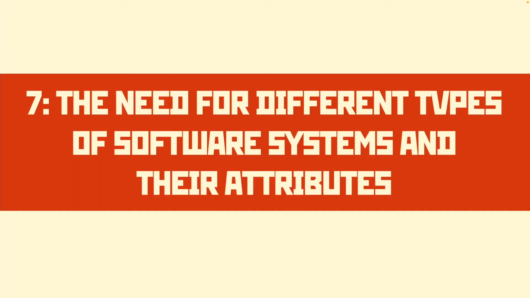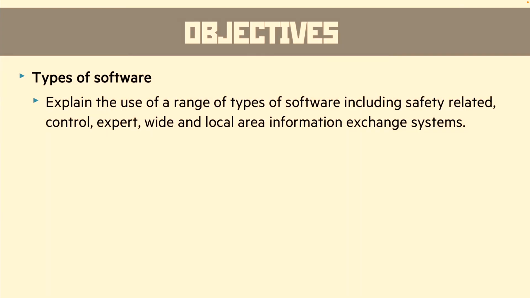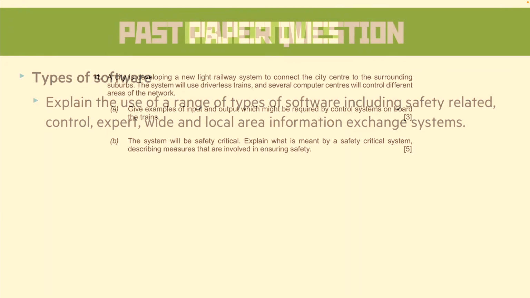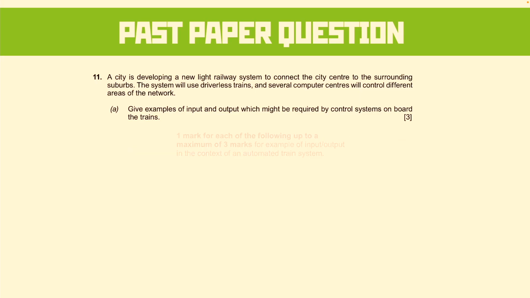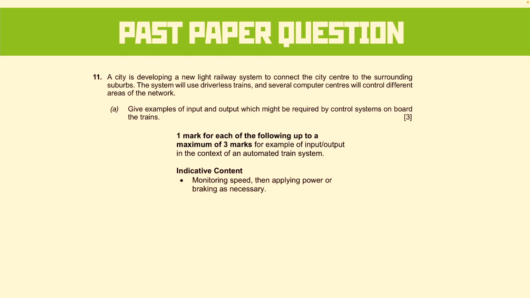Last topic. The need for different types of software and their attributes. First of all, there are a bunch of different types. Two of these we'll look at through past paper questions. A safety critical system. We're going to start with control systems. So what are control systems? A control system is any input or output that deals with automated trains, for instance, monitoring speed.